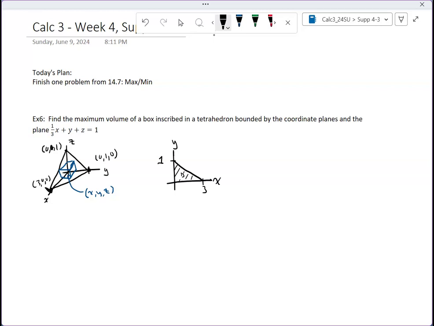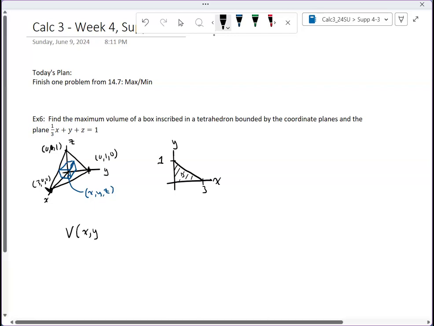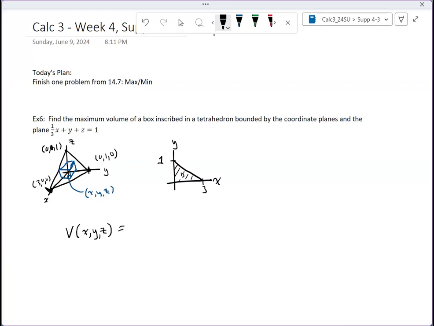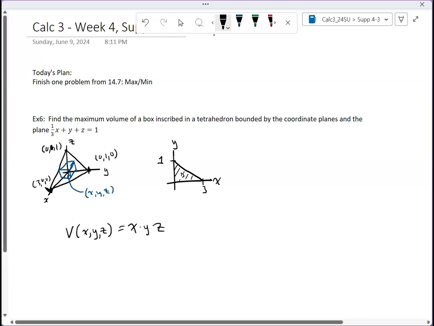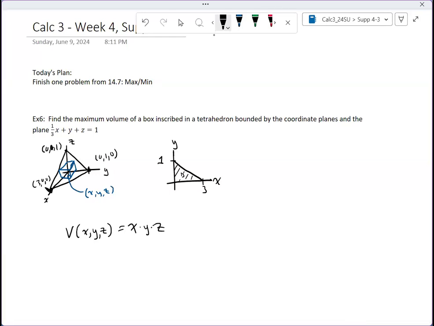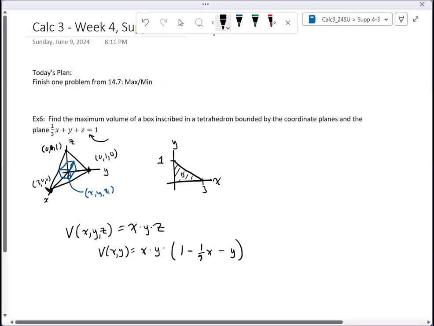Okay, so I have to decide on an objective function that I want to maximize. So V as a function of x, y, z is, well, if I have one corner at 0, 0, 0, the other at a point x, y, z, this is just length times width times height, or that's just x times y times z. I would like this to be a function of two variables, x and y, so I can use all of the material that I just covered in 14.7. So I'm going to use the constraint from the plane up here, that 1/3 x plus y plus z has to be 1, solve that for z and plug that in here. That will be 1 minus 1/3 x minus y.